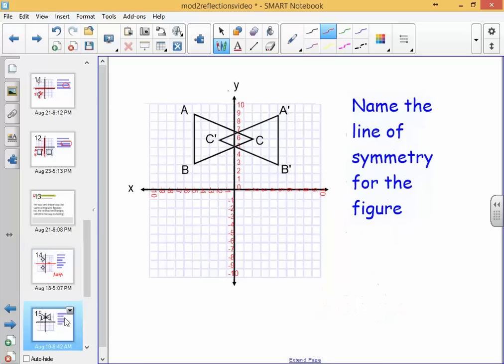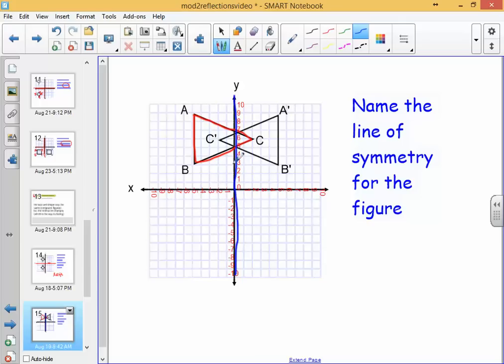Okay, if I look here, I have my original triangle, which crosses the y-axis, but that's okay. I'm still going to look at each point, and we have to try to find the line of symmetry. So I'm going to guess that it's the y-axis. It looks like it was flipped over there. So let's count. From the y-axis, A is 5 boxes away. A prime is 5 boxes away.